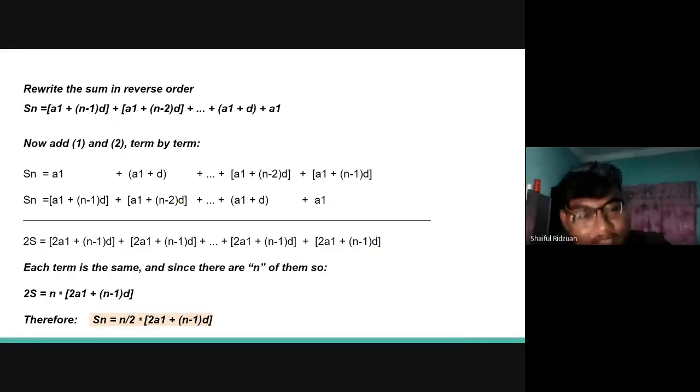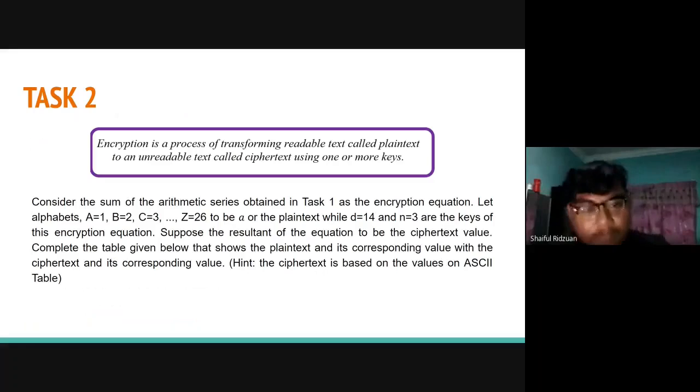The second sum, Sn, equals A1 plus (n minus 1)D plus A1 plus (n minus 2)D and so on. Lastly, each term is the same and there are n of them. So 2Sn equals n multiplied by (2A1 plus (n minus 1)D). Therefore, the Sn formula for arithmetic series is Sn equals n over 2 multiplied by (2A1 plus (n minus 1)D). That's how we got task 1.